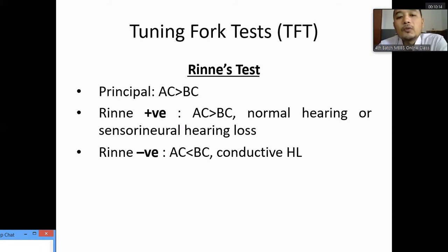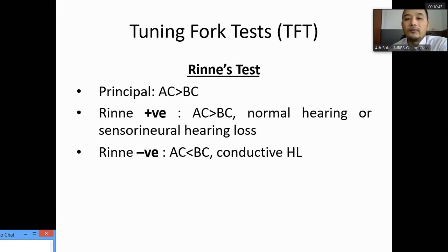Now Rinne's negative is very important. It happens when air conduction is less than the bone conduction. That means the patient, even after stopping hearing from the tuning fork kept away from the ear, is able to hear the sound when we keep the tuning fork over the mastoid. This is called Rinne's negative, and this happens in conductive hearing loss. And it is very clear now: when we keep the vibrating tuning fork over the mastoid, it bypasses the conductive component of the hearing. So Rinne's negative is conductive hearing loss.